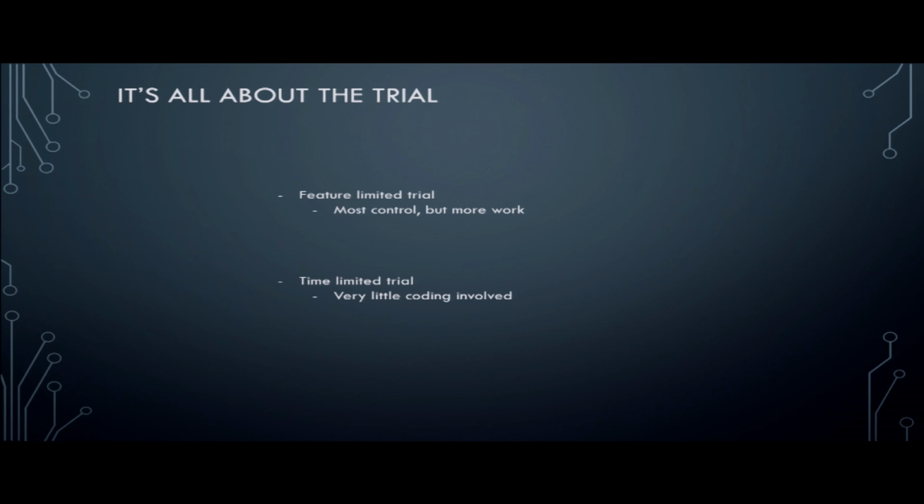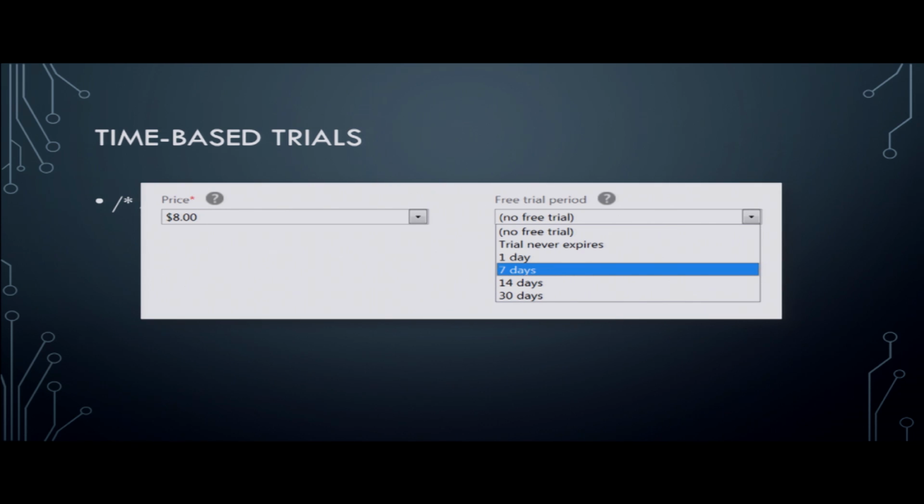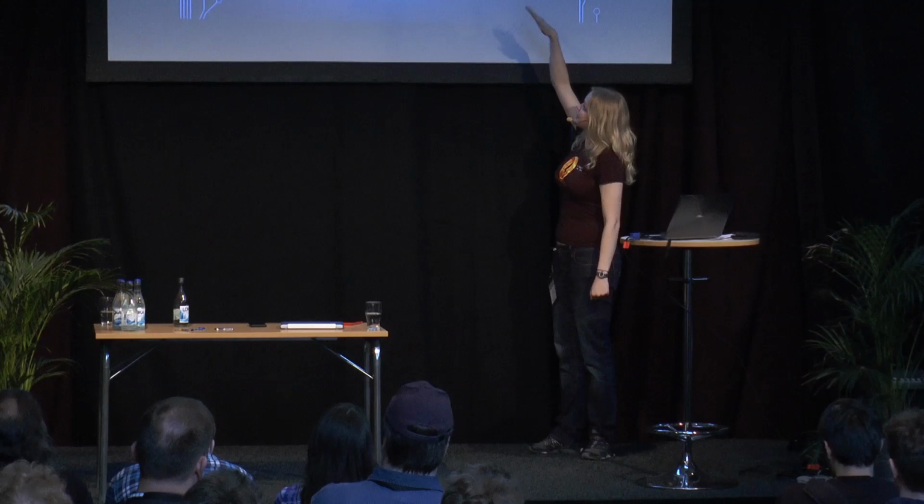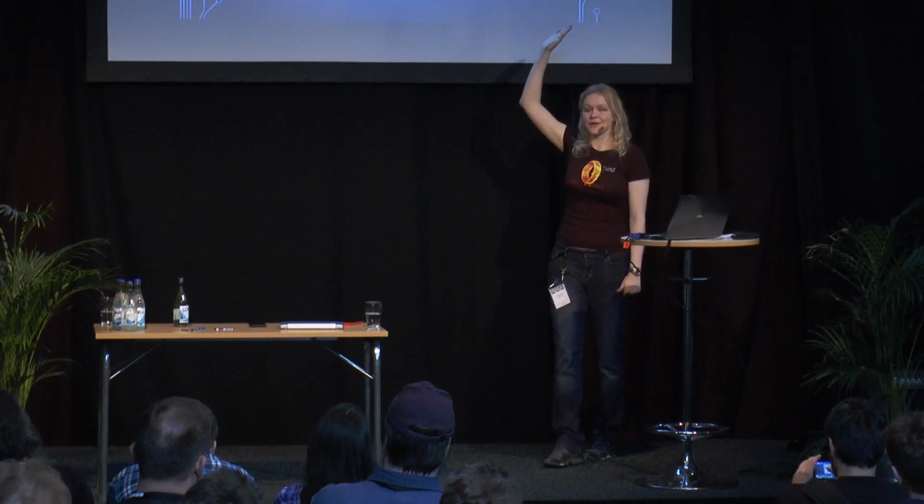There are 2 different versions of trials. There's the time-limited trial and the feature-limited trial. The time-limited trial is super simple. You go to the dashboard of the store where you submit the app. And this is a smaller version of the screen that I've shown earlier. You select the price, and you can choose if you want to do a trial period. So you can pick, there is no free trial, so it's only for purchase, then a never expiring trial, and anything between 1 and 30 days.